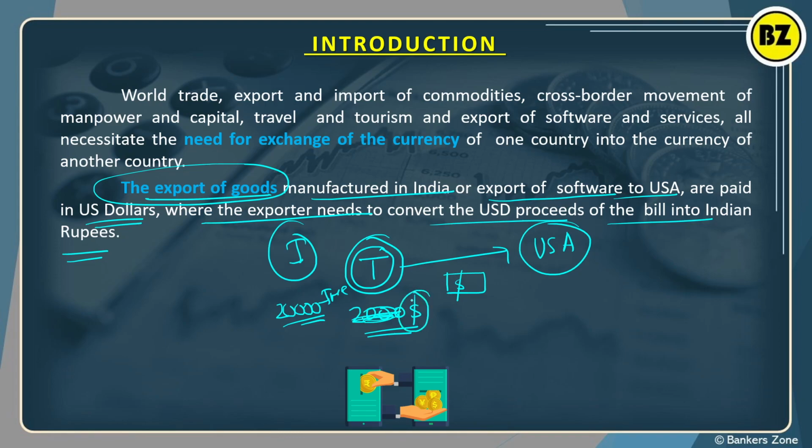Depending on the amount, it has to be converted into dollars, and that has to be given to the USA party. Okay, because the USA party doesn't understand the bill in rupees, right? They want the bill in dollars. So that's why, in case of export, we need foreign exchange.